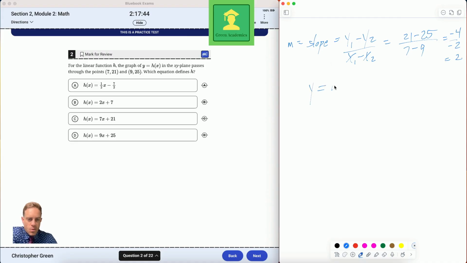So then in y equals mx plus b in slope-intercept form, I'm going to use 7 comma 21 as x and y respectively. So 21 is 2 times 7 plus b. 21 is 14 plus b. B is 7. So the actual general equation is y equals 2x plus 7.